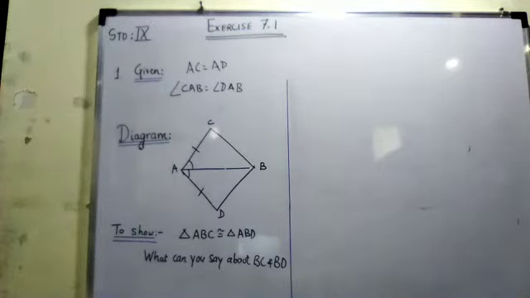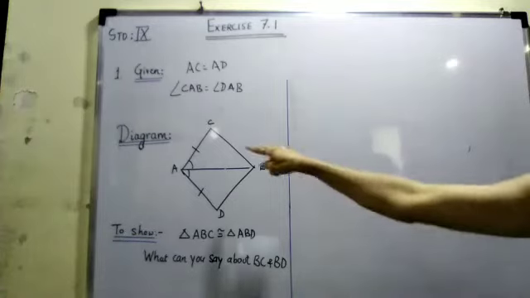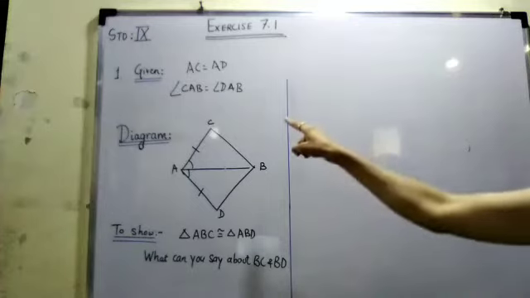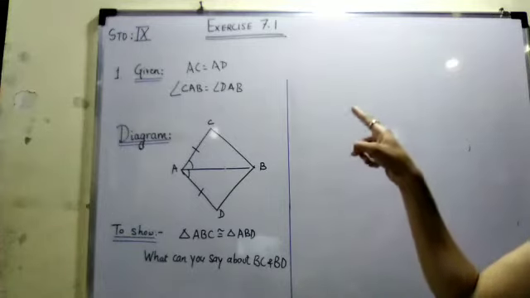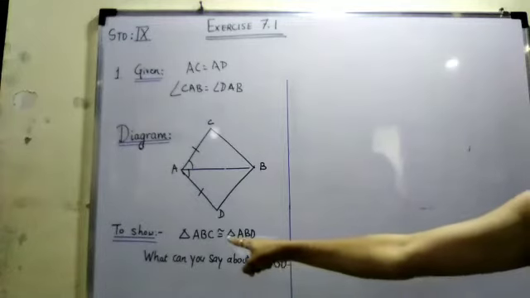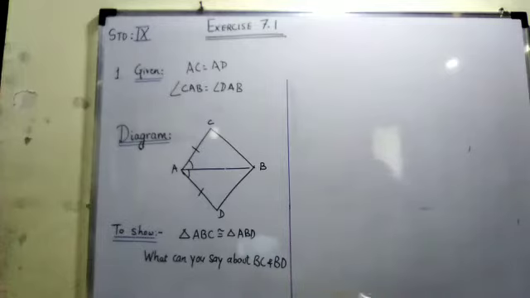Let us solve example number 1 from exercise 7.1. So I'll read out the question. In quadrilateral ABCD, AC is equal to AD, which is being given. AB bisects angle A, that means angle CAB is equal to angle DAB. You have to show that triangle ABC is congruent to triangle ABD. And next it is asked, what can you say about BC and BD?